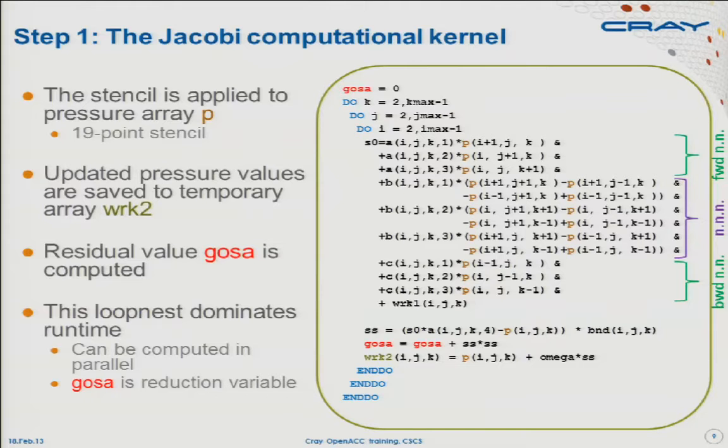And this kernel dominates the runtime. It's something like 98% of the runtime. So all the other loop nests that are in the code, the other 3 loop nests, one that I've just shown before where work 2 is copied back into P, and the 2 loop nests in the initialization have no bearing on performance.